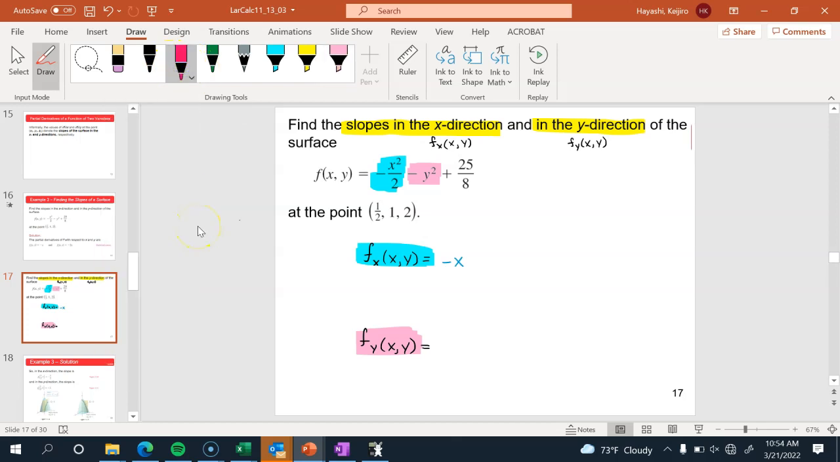So the derivative of negative y squared is negative 2y. The first term and the last term contain no y's and so are constant, and the derivative with respect to y of those is nothing. So these are actually pretty simple first partial derivatives.